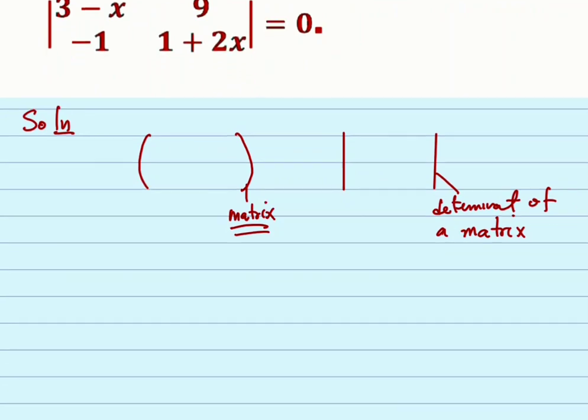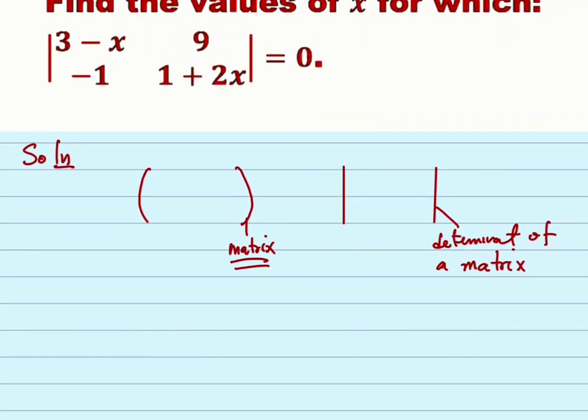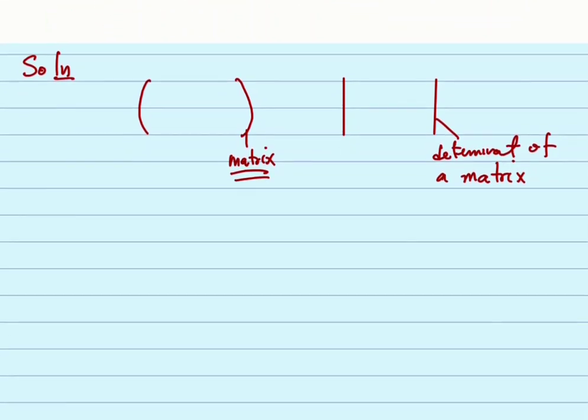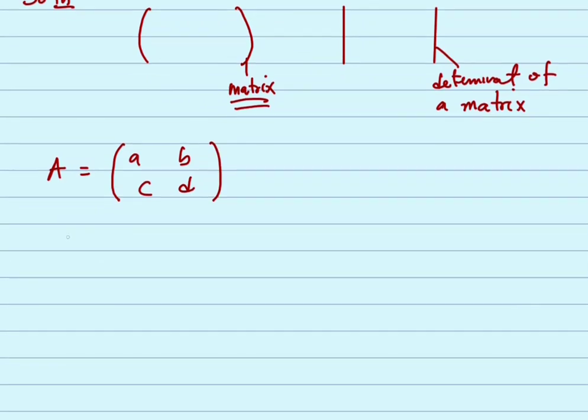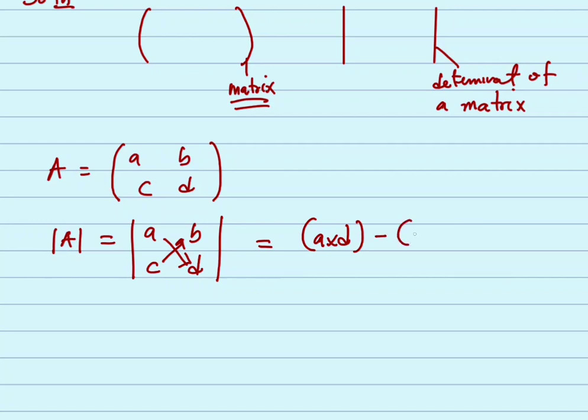Before we work the question, let me help you understand what the determinant is. If you have a matrix, let's say A is equal to [a, b; c, d], and you are asked to find the determinant of A, how do you do that? This is what you're going to do: the right diagonal minus the left diagonal. So you're going to have a times d minus b times c. That is how we find determinants.